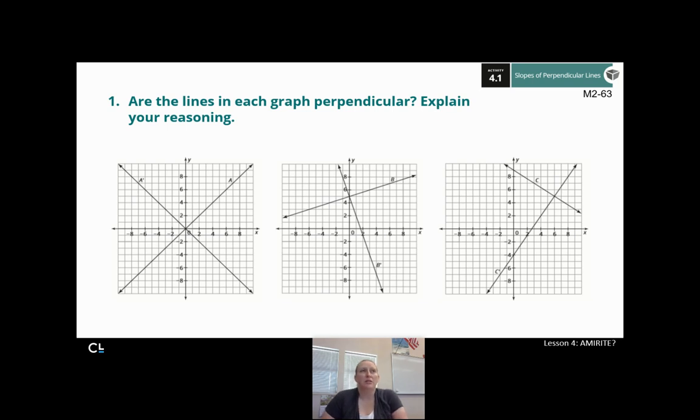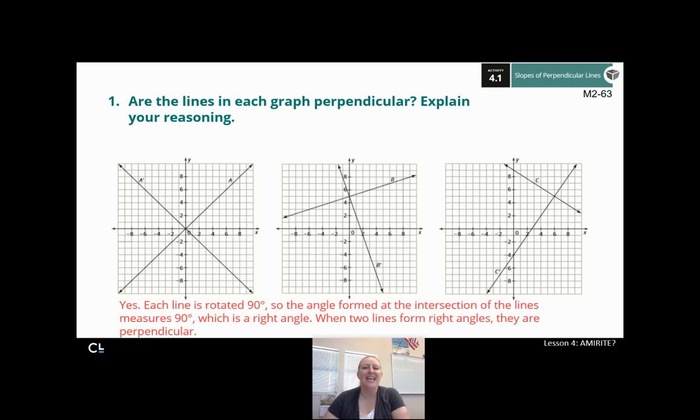So, if it's rotated 90 degrees, if that creates a 90-degree angle, then that does mean, sorry about that, wasn't that exciting? You gotta watch your math teacher sneeze. If that creates a 90-degree angle, then yes, these are totally perpendicular.